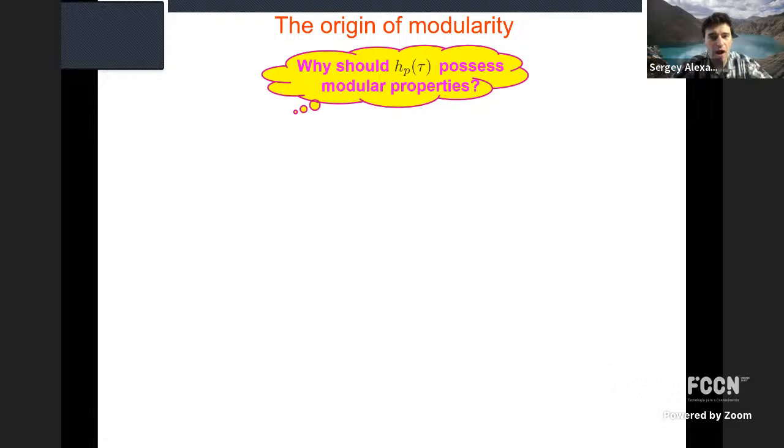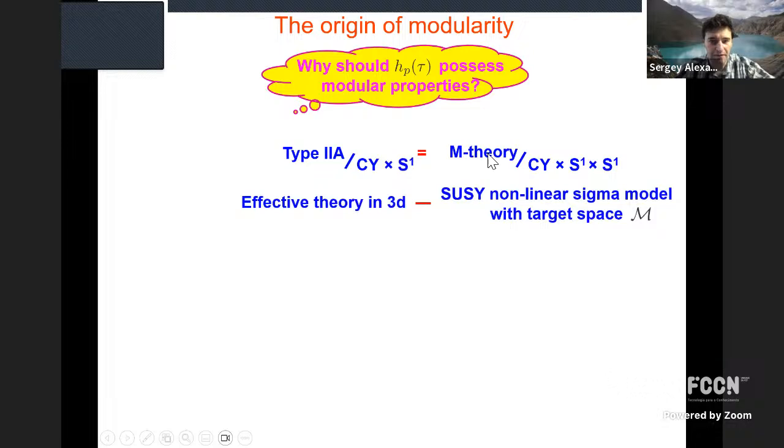Okay, so first, let me explain why these generating functions should possess any modular properties at all. Well, you remember we are considering type 2A on the Calabi-Yau, which is the same as M theory on the Calabi-Yau times the circle. Let's compactify this setup on an additional circle. Of course, then we go to 3 dimensions. And in 3 dimensions, our effective theory can always be reformulated as a certain supersymmetric nonlinear sigma model with some target space, which I call M.